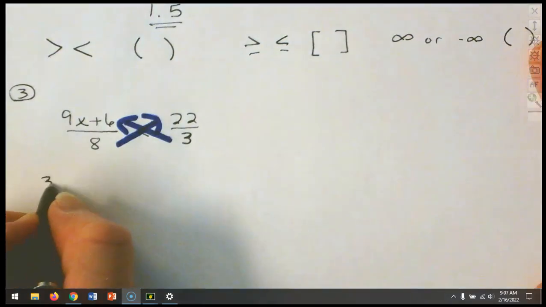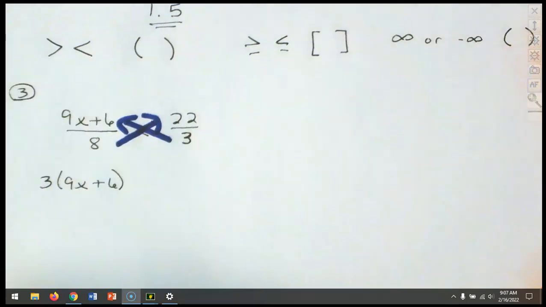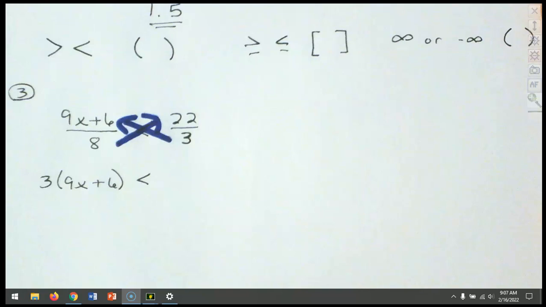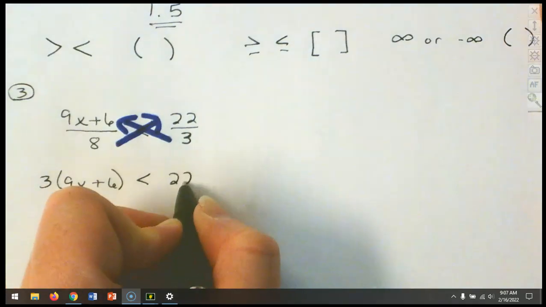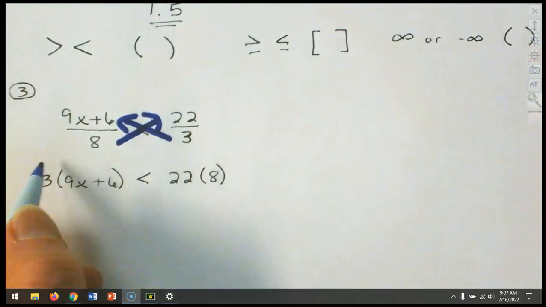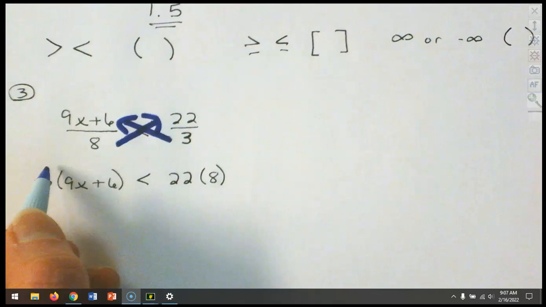So we're going to go ahead and cross multiply. So we've got 3 times 9x plus 6. Now the inequality symbol stays the same. And then we've got 22 times 8 here. That's going to clear out my fraction. So I just cross multiply. Nothing changed with the inequality. When do I flip my inequality symbol? When you multiply or divide by a negative, right? You didn't do that. Everything was positive so far.